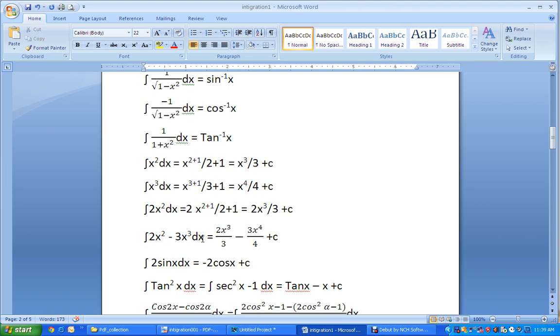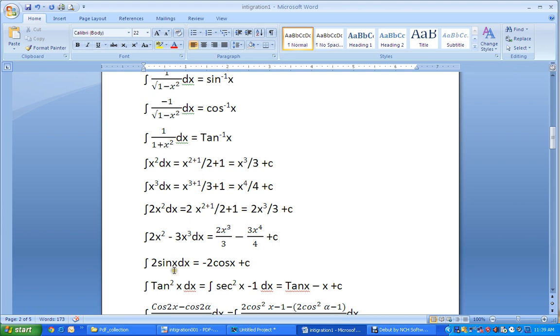Now integration 2x square minus 3x cube dx. You can separate these into two parts. Integration 2x square dx, then minus sign, integration 3x cube dx. For 2x square, the value will be 2x cube divided by 3. Then minus, for 3x cube, the integration will be 3 times x power 4 by 4. Correct?